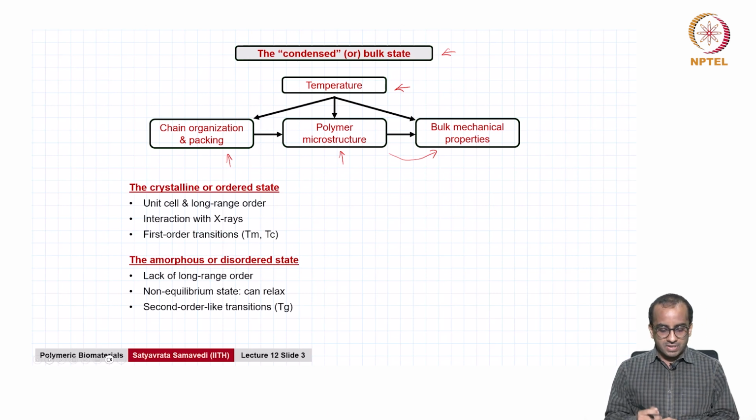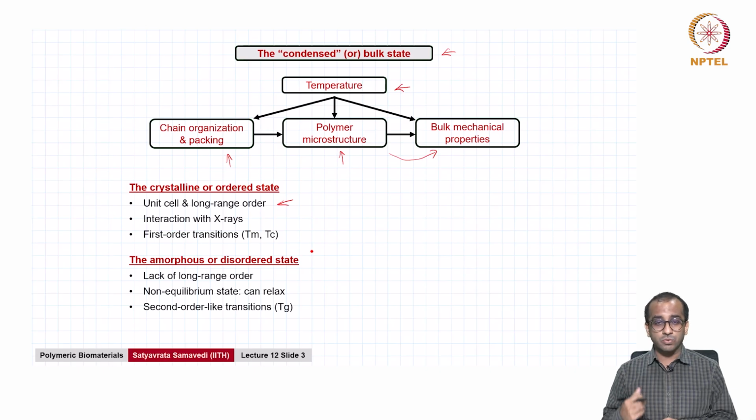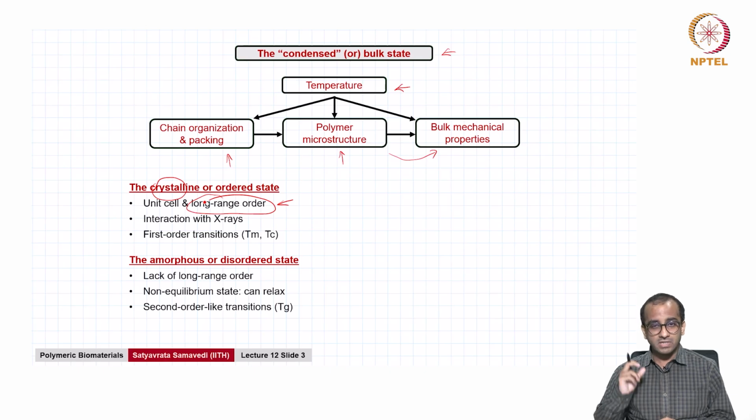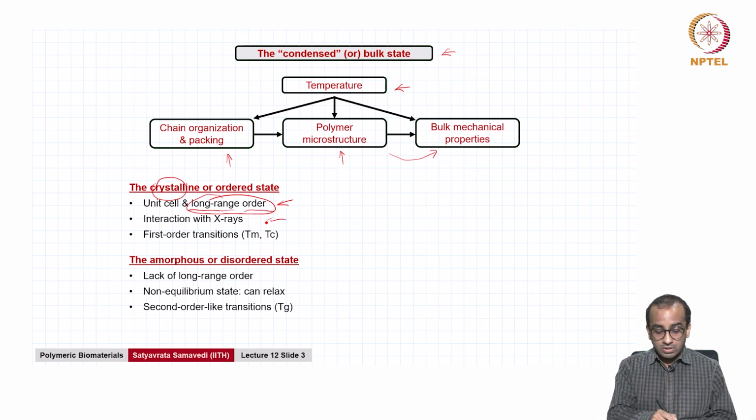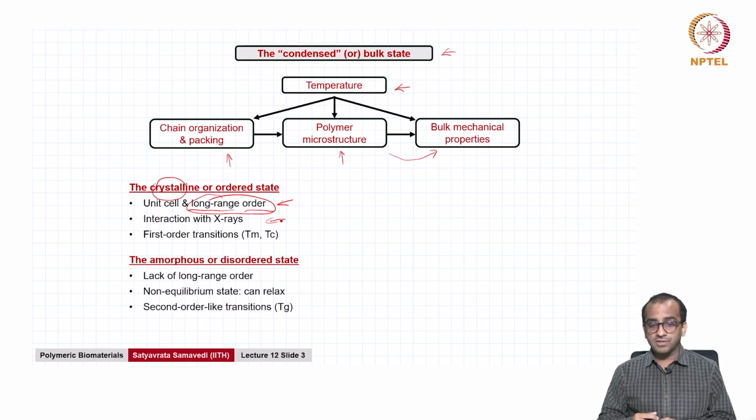So, the crystalline state or the ordered state is largely characterized by the presence of a unit cell. And when we use the word crystalline itself or crystal, we are talking about long range order in the structure. So, that is the first thing that should come to your mind when you hear the word crystal or crystallinity. It is not just order, it is long range order. And the fact that they have an ordered structure means that they have very specific interactions with X-rays.